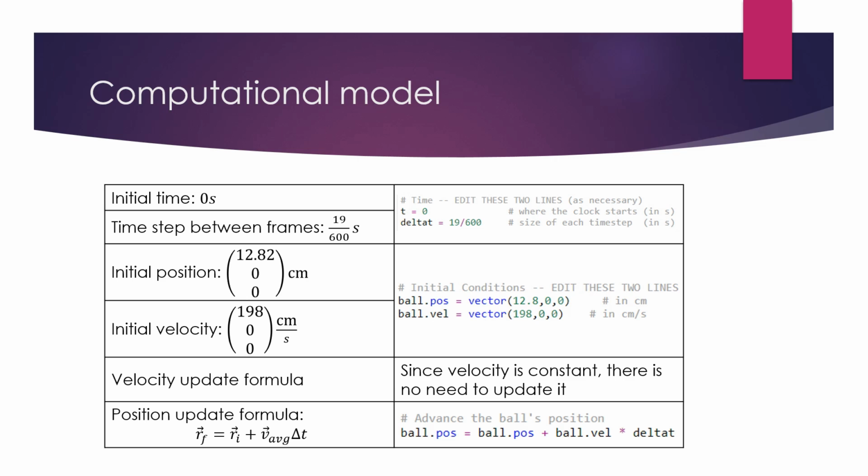The initial position and the initial velocity were programmed into the code by setting the ball's initial position to the vector 12.8, 0, 0 centimeters, and the ball's initial velocity to the vector 198, 0, 0 centimeters per second. The velocity update formula does not have to be implemented because I assumed that the net force is zero, which means that velocity is constant and thus we can always use the initial velocity as the current velocity. The position update formula is implemented by setting the ball's position to its current position plus its velocity times the delta t variable from before.